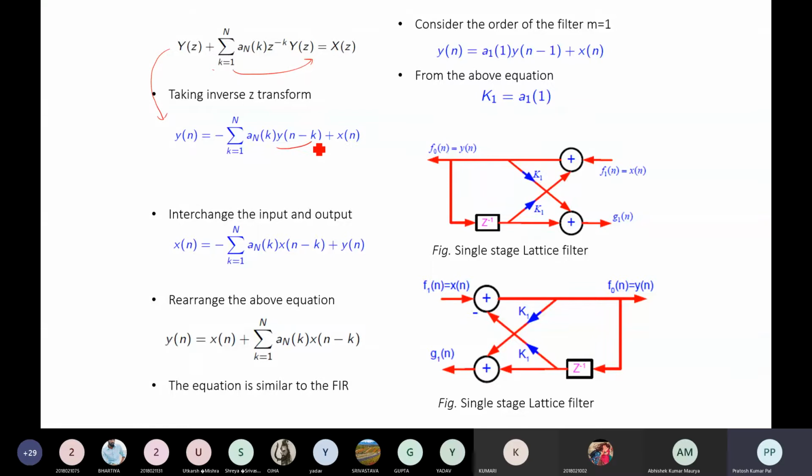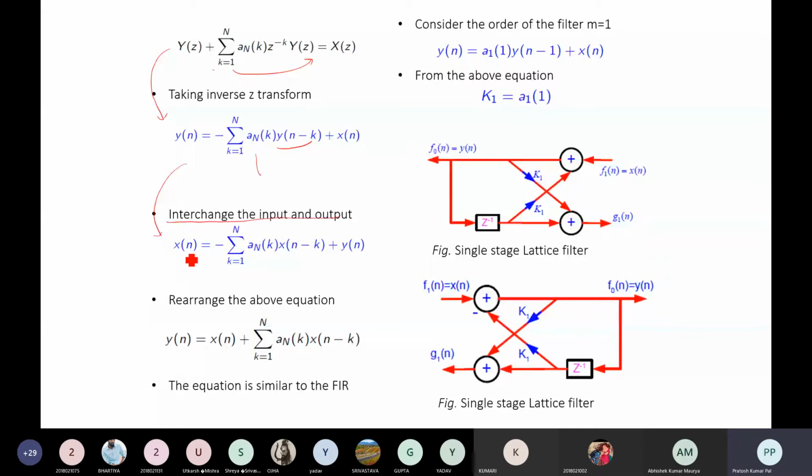Okay, so it will be y of n minus k. This x of z, by taking the inverse transform, will be x of n. And suppose we are changing the inputs and output. If we are interchanging the input and output, the same expression can be written in terms of this.